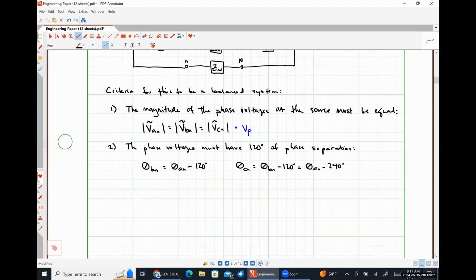This will be effectively true for any commercially available three-phase generator or something like that we could ever get our hands on. That will also be true of the voltages that are present at the terminals of a transformer and all of that kind of good stuff. So this isn't something that we really have to worry about too terribly much.